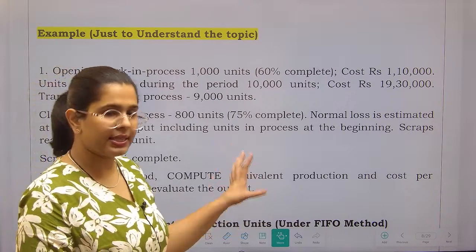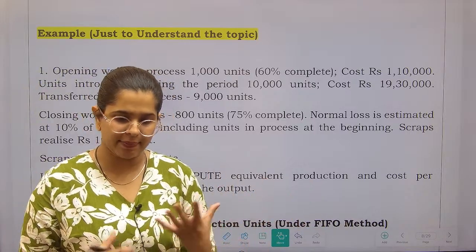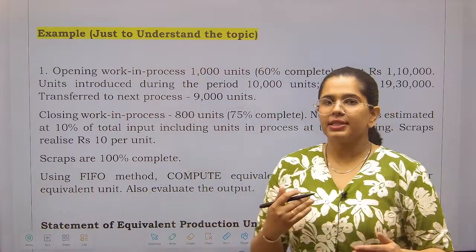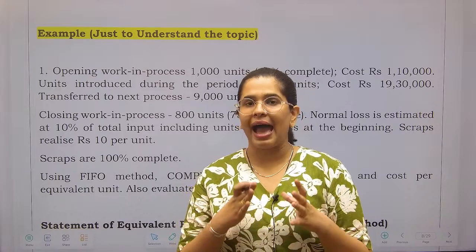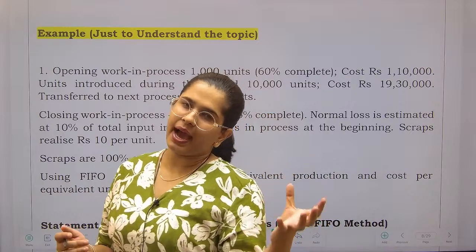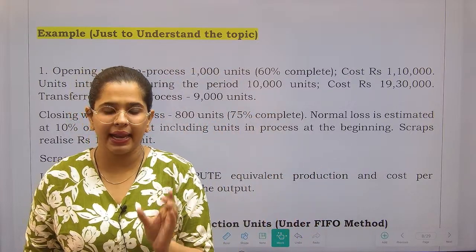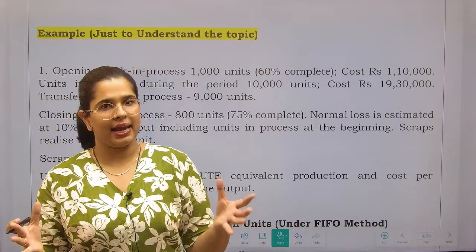This is the example. Same example से मैं आपका FIFO method भी solve करूंगी और weighted average method भी solve करूंगी. Now FIFO method का मतलब क्या होता है? First in, first out. That means my opening WIP will have a separate identity. जो मेरा opening WIP है, I will take in that first, right? It will have a separate identity throughout the process, and this is how I'll make the calculation.